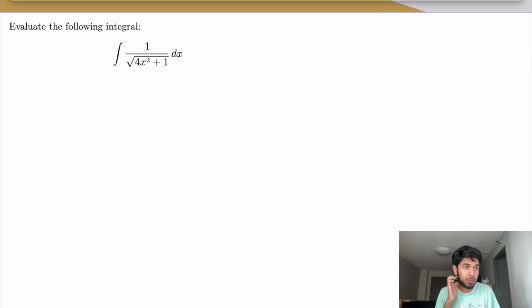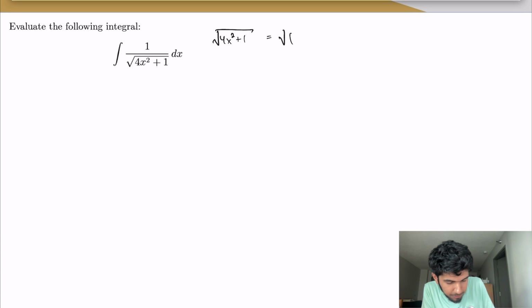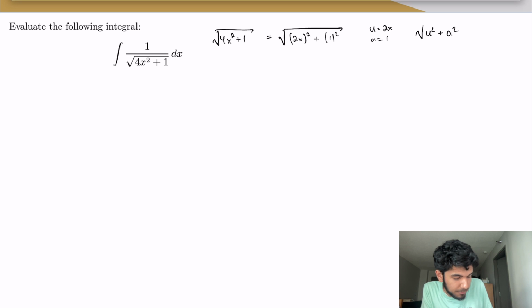We have the integral of 1 over square root of 4x squared plus 1. Okay, and we see that it is of the form of u squared plus a squared, right? Square root of 4x squared plus 1, we can rewrite that as the square root of 2x quantity squared plus 1 squared. So we can pretend u equals 2x and a equals 1, and we're of the form u squared plus a squared. That's what we're dealing with here. Okay, so now let's construct a triangle.